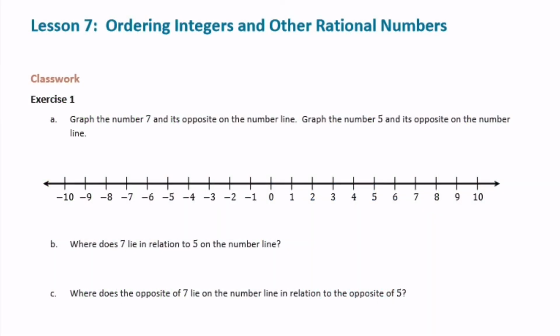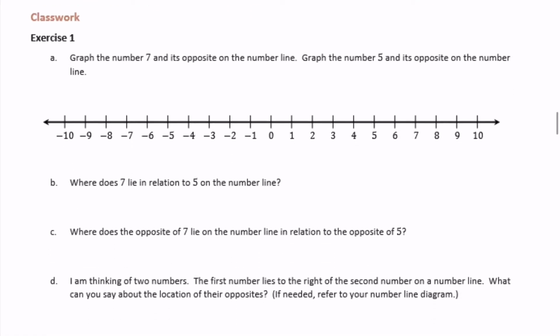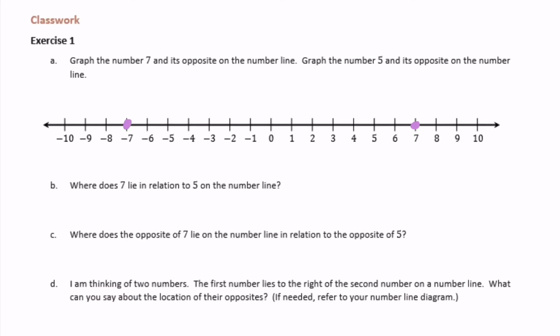Sixth grade, Module 3, Lesson 7, Classwork. Exercise 1. Graph the number 7 and its opposite on the number line. So let's graph 7 and its opposite, which would be -7.